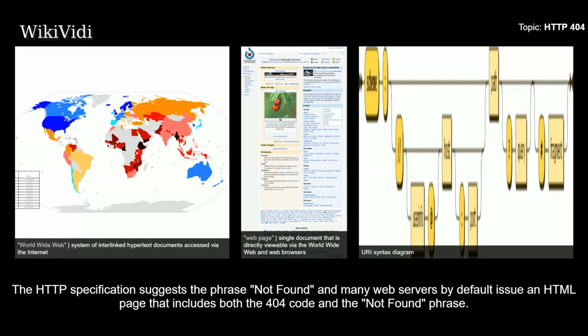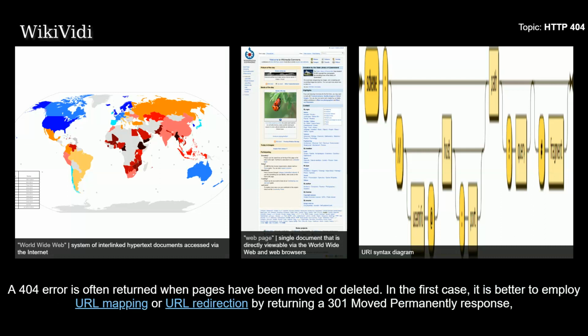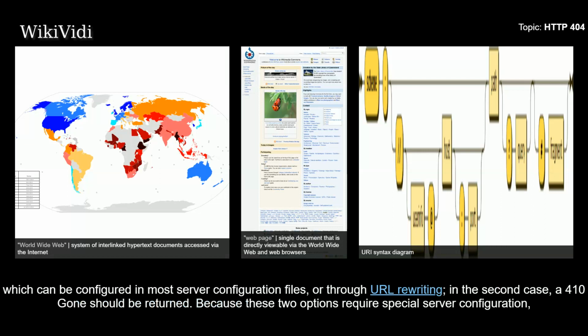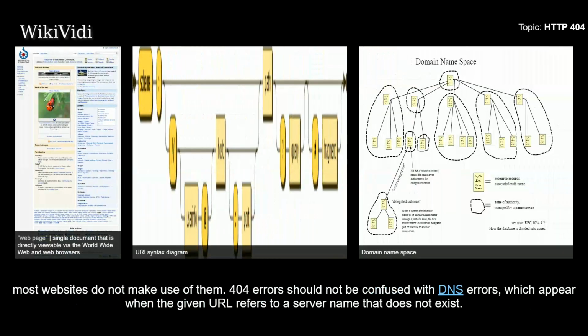The HTTP specification suggests the phrase "not found," and many web servers by default issue an HTML page that includes both the 404 code and the "not found" phrase. A 404 error is often returned when pages have been moved or deleted. In the first case, it is better to employ URL mapping or URL redirection by returning a 301 moved permanently response, which can be configured in most server configuration files, or through URL rewriting. In the second case, a 410 gone should be returned. Because these two options require special server configuration, most websites do not make use of them.